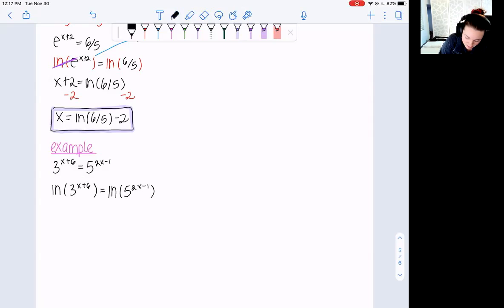All right, I'm bringing these exponents down. So we have x plus 6 times ln 3 equals 2x minus 1 times ln 5. So I brought the exponents down in front. A little bit of color, just a little bit. I can't stay away from the color. I'm impossible.